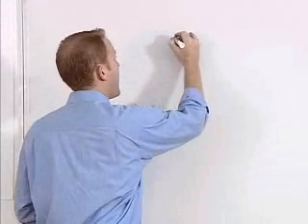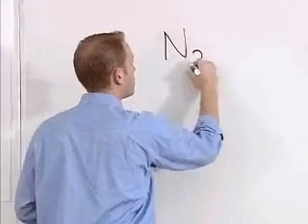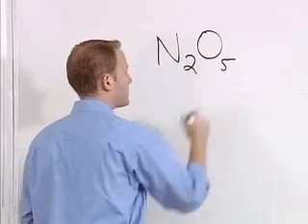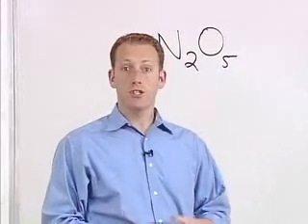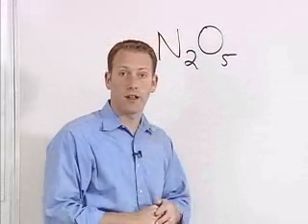The next thing we have to talk about is naming covalent substances. And a covalent substance, as you remember, is 2 nonmetals. And when you're naming covalent substances, there's one extra step. You have to tell me how many atoms there are of each. For example, if I have N2O5, well, that's covalent because nitrogen is a nonmetal and oxygen is a nonmetal. So those are 2 nonmetals, so you know it's covalent.